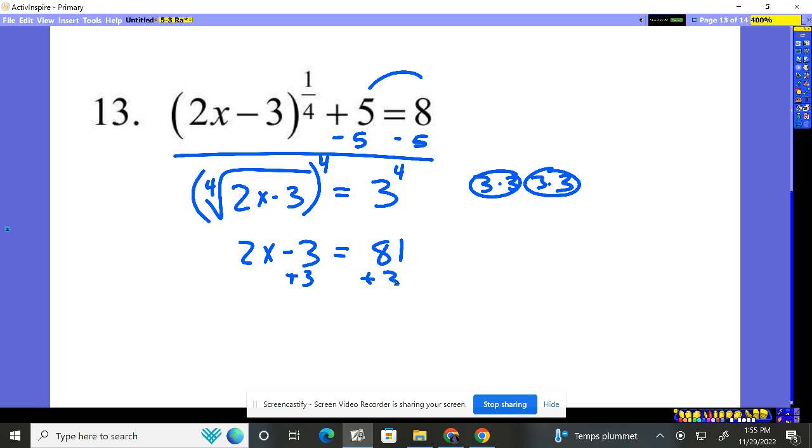All right, add 3. Back to the problem. 2x equals 84. Divide by 2, divide by 2. You have your solution of, what is that? 42. X is 42 for problem 13.